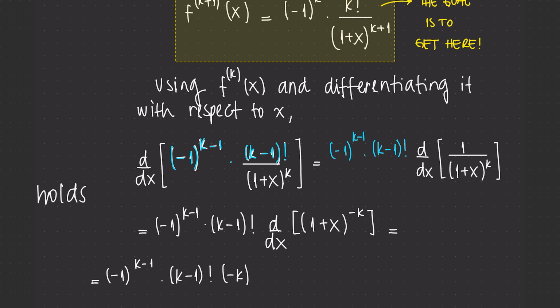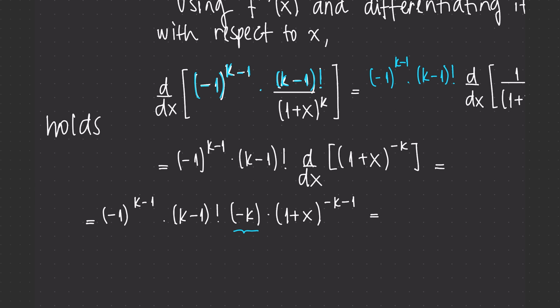So we're going to drop the negative k and multiply this by (1 plus x)^(-k-1). So we're subtracting 1 from the exponent. And then using the chain rule, we're going to multiply by the derivative of the inside function, which in this case, of course, is just 1. So you don't even have to write it.